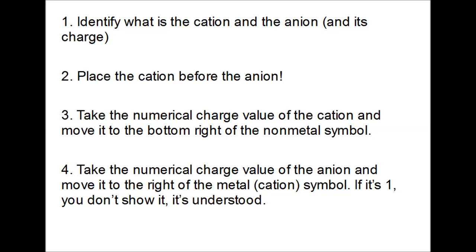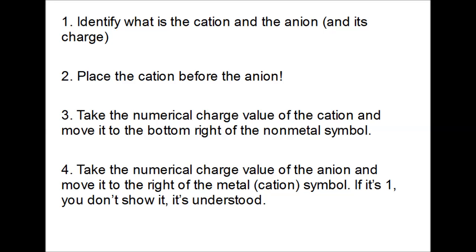Alright, the first thing you want to do is identify what your cations and anions are and their charges. You could either look on the periodic table and look at the trends that we talked about previously, or you can look on your ion sheet. That's what I would do. I would look at the ion sheet and try to find the cation and the anion. Number 2, place the cation before the anion.